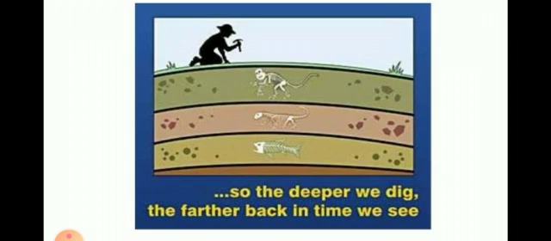In radioactive dating, materials with relatively longer half-lives can be used to determine the age of geological formations. For example, uranium 238 with a half-life of 4.53 × 10^9 years can be used to date even the oldest deposits on the earth. As you see in the figure, the deeper we dig, the farther back in time we can see.